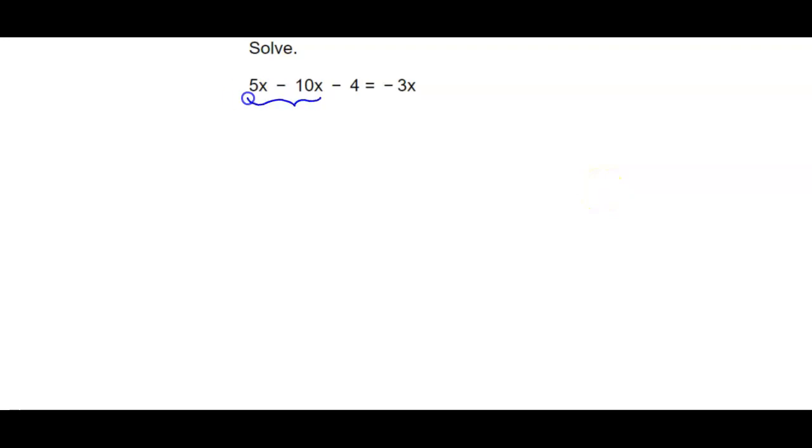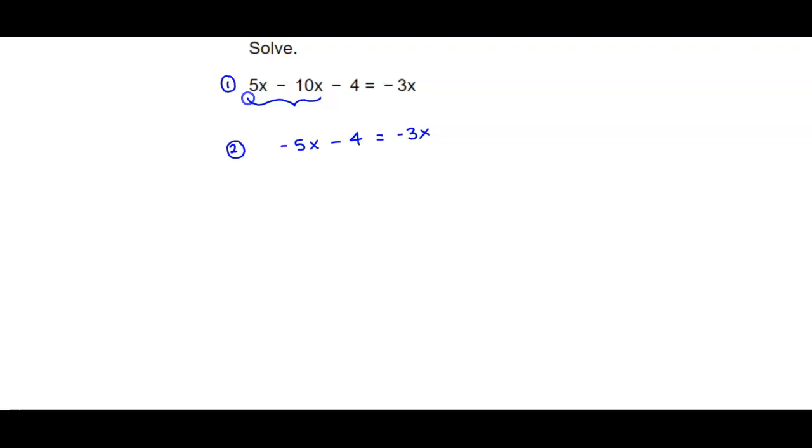We have 5x minus 10x. Well, 5x minus 10x is going to give us negative 5x. And then we're going to subtract 4, and that's equal to negative 3x.